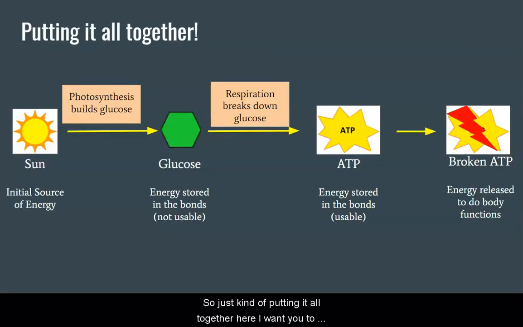So just kind of putting it all together here, I want you to think about where the energy that we need comes from and how we get to it. Well, our main source of energy always, always, always is going to come back to the sun. And then photosynthesis, as we've learned, builds glucose molecules that can then be broken down using respiration. And as we break that down, we get our ATP, which is our usable form of energy. And when the bonds get broken, that energy is released to do work.